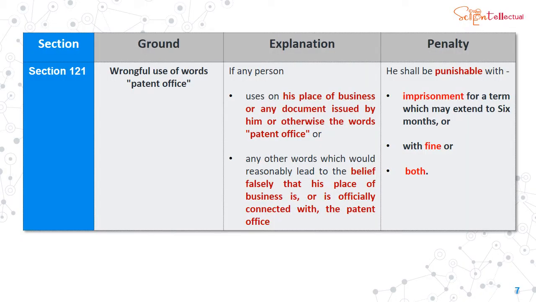Section 121. The ground is wrongful use of words "Patent Office". If any person uses on his place of business, or any document issued by him, or otherwise, the words "Patent Office" or any other words which would reasonably lead to the belief that his place of business or he is officially connected to the Patent Office, then he will be punishable. The punishment can be imprisonment which may extend to 6 months, or fine, or both.